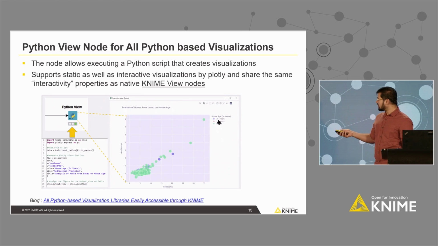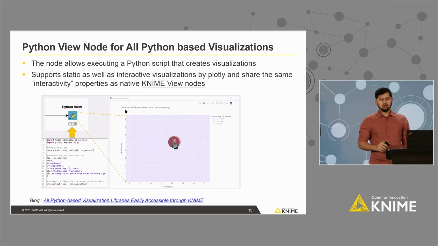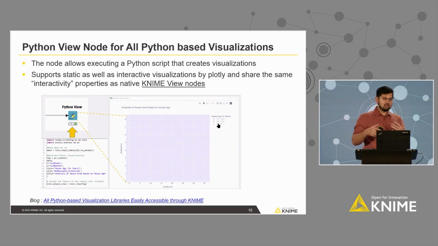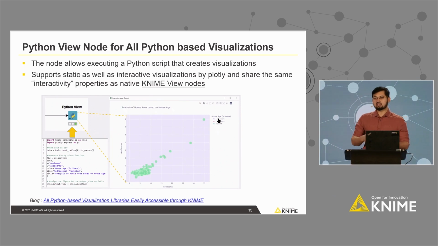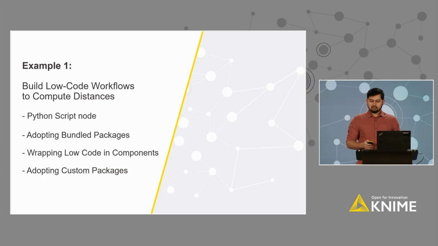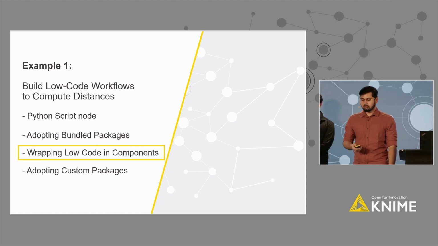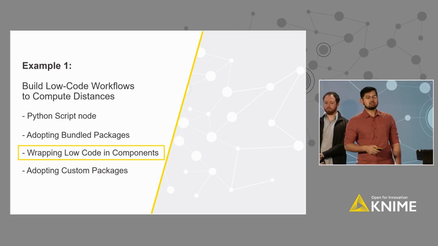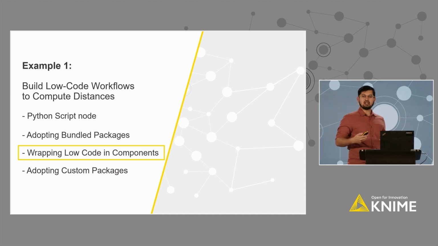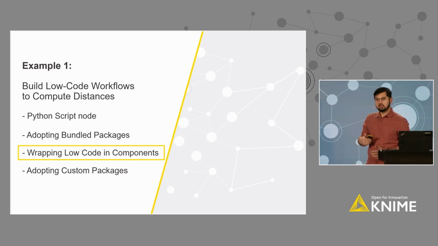And I'm able to generate an interactive visualization where I can select different house age categories and look at those data points. Now, when I discussed the Python View node and the Python Script node, I asked: can I use these nodes to build even better solutions? That's why I'm moving towards wrapping low-code components in components. The idea is, at Knime, whenever we build a functionality, we try to encapsulate it into Knime components so that we can share it, because it becomes reliable and reusable.